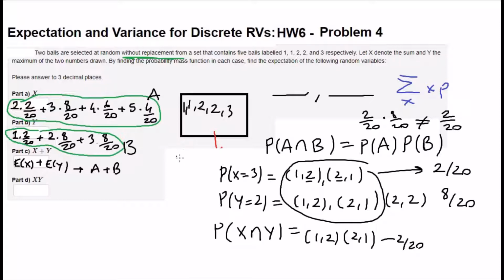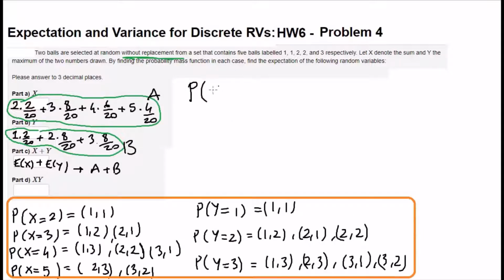So now we're going to treat this x times y differently. Let's write out triple coordinates. So the first coordinate will be our x probability, the second coordinate will be y, and the third coordinate will be x times y. So probability that x is equal to 2 is only (1,1). In this case, the highest value here is 1, so y has to be 1. And if we multiply x times y, it's going to be 2 times 1, 2. And this is only (1,1).